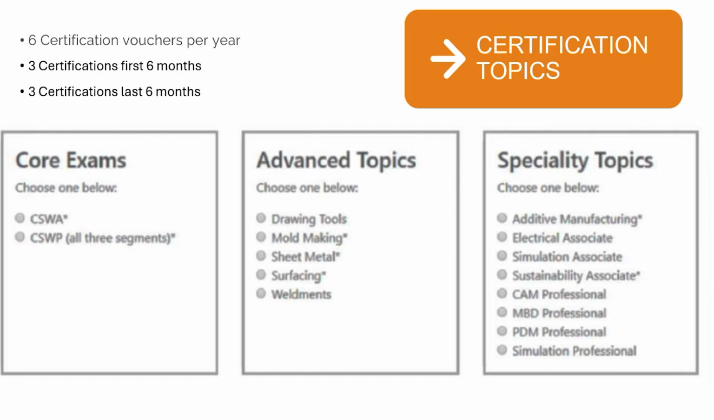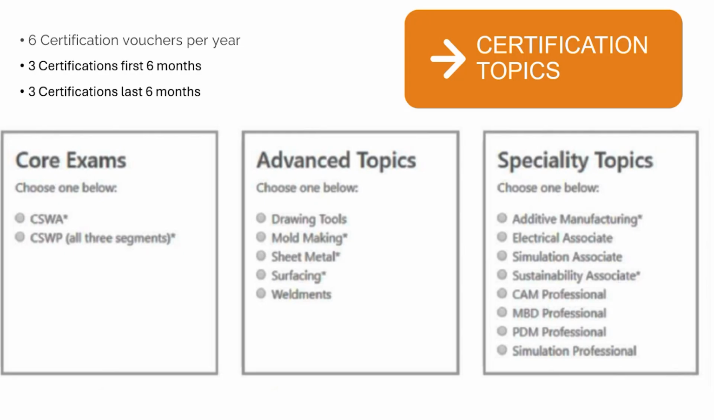So there are 3 certifications available to you for the first 6 months of the year, and 3 certifications available to you at the last 6 months of the year. You can then choose out of 6 different topics, which is CSWI, that is almost like the basic of SolidWorks, which is equivalent to our essential training on site.